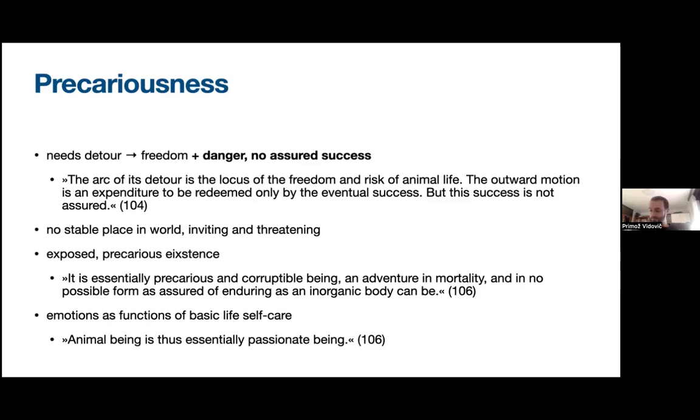So appetition is basically the expression of the most basic care of life, which we find even in the simpler life forms, but it's a differentiation of that. And emotions are basically the function of this basic care of life for itself, which is why Jonas says, animal being is thus essentially passionate being.